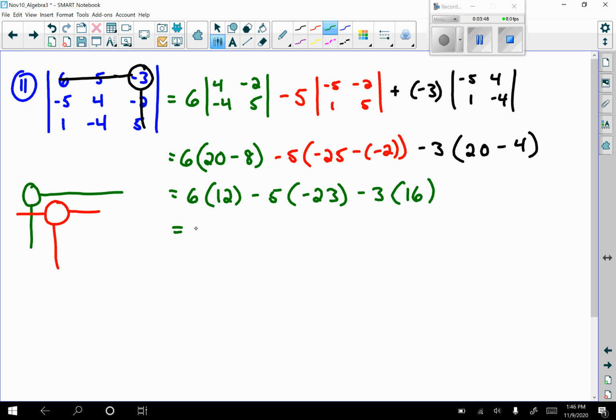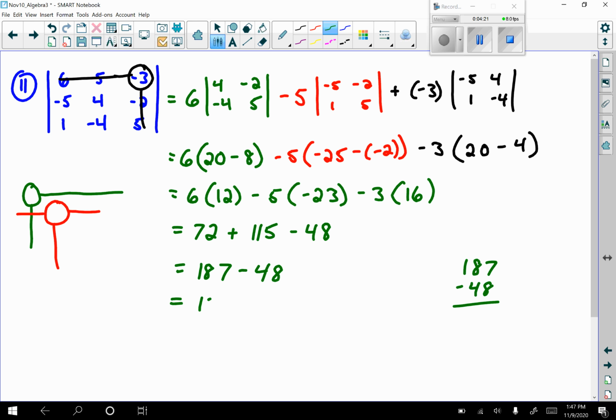So 6 times 12 is going to give us 72. This is a negative times a negative, which is a positive. 5 times 23 is 115. Then we're going to get a minus 3 times 16 is 48. Now still try to do these without a calculator. Adding 72 onto 115, the 2 and the 5 will give us a 7. We'll get a 187 minus a 48, and then you can still subtract. Again, even if you need to write it like this, whatever's going to help you, just to try to not rely on a calculator so much, but this is going to give us a 139.